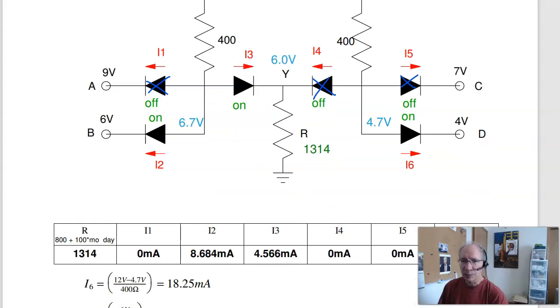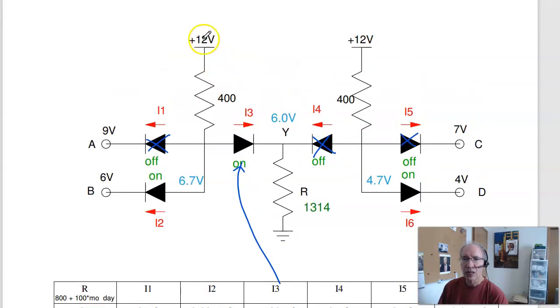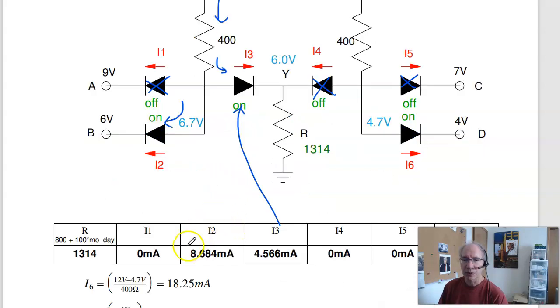That tells me that I3 is 4.5 milliamps. I know that this current down here is 12 minus 6.7 over 400. 4.5 goes right, the remainder goes left. So the remainder will be 8.6 milliamps.